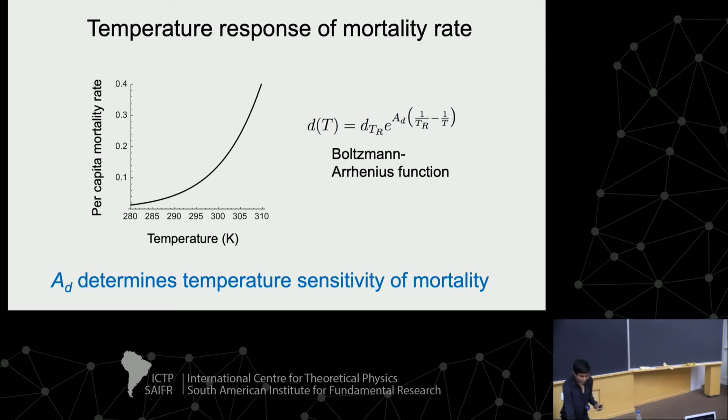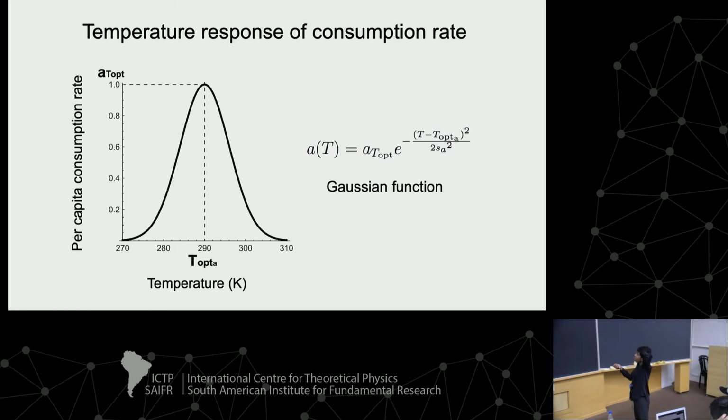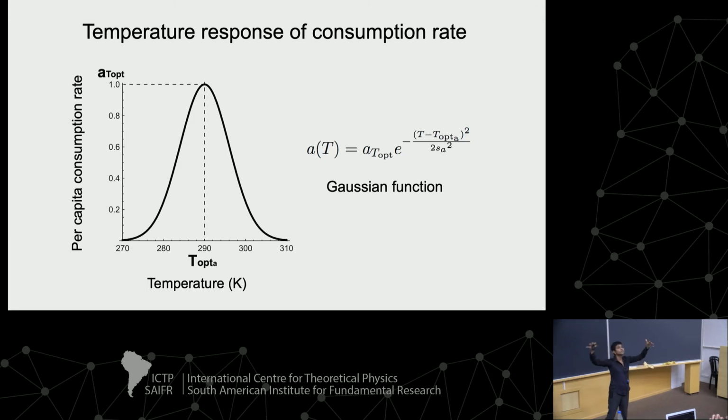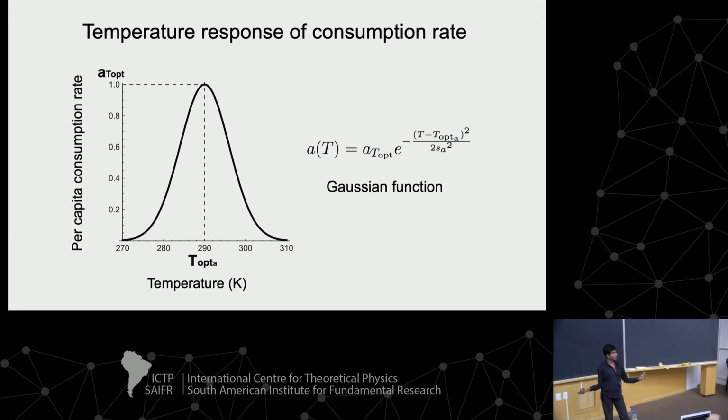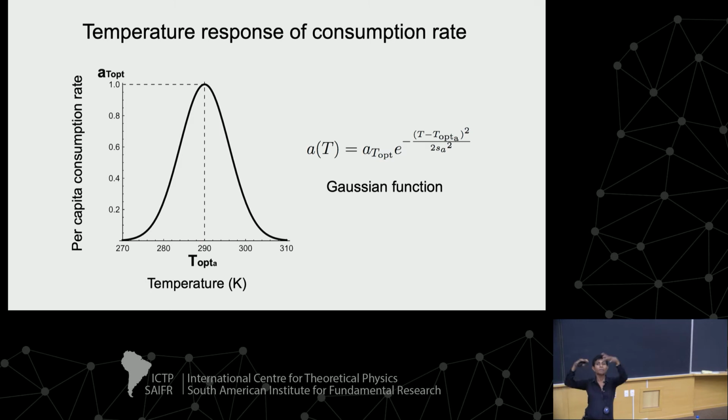So, it determines what I call the temperature sensitivity of mortality, which is how fast or slowly the mortality increases with temperature. Right. Now, the temperature response of the consumption rate, as we saw from the data, is well approximated by a Gaussian function, where AT opt is the maximum consumption rate, which occurs at the species' physiologically optimal temperature. Most organisms have a physiological optimum. And the S sub A here is a measure of the response breadth, the temperature range over which the species can consume resources, okay? So, of course, if you have a wider response breadth, you're able to procure resources over a wider temperature range. If you have a narrow response, it's the opposite.